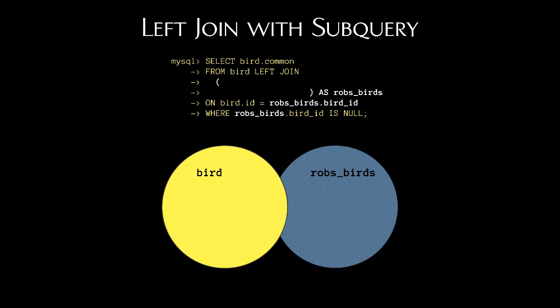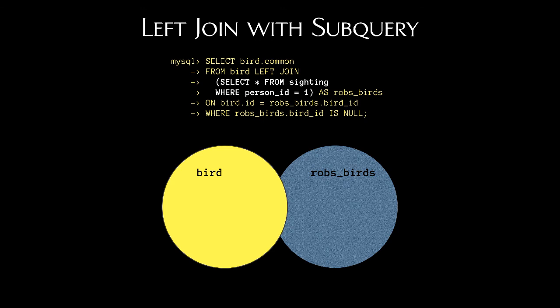Well, how do I get Rob's birds? Well, that one's pretty easy. I'm going to select star from the sighting table. That gives me every column where the person ID happens to be 1. Now, we remember that every time I ask MySQL a question, MySQL answers in the form of a table.